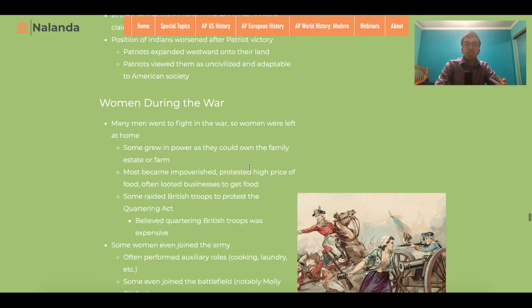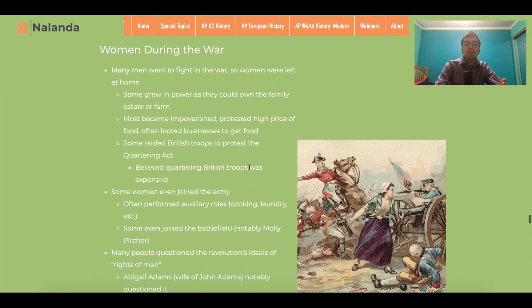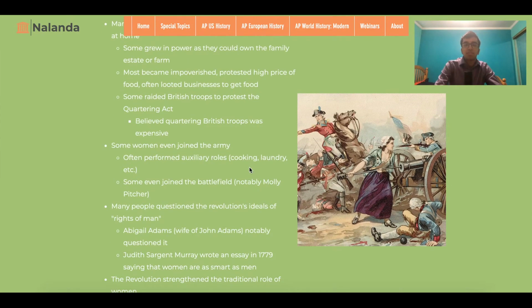During the war, many women grew in power because their husbands were away at war, so the women could manage the household and gain a lot of property. Some women even went to the battlefield, mostly performing auxiliary tasks like laundry and cooking. However, a few women, most notably Molly Pitcher, actually joined the battlefield and fought.